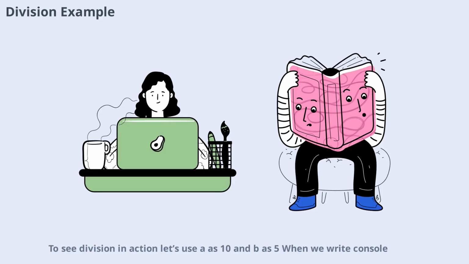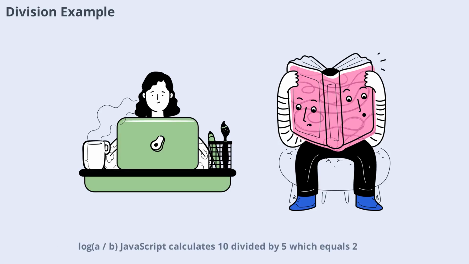See division in action. Let's use a as 10 and b as 5. When we write console.log(a / b), JavaScript calculates 10 divided by 5, which equals 2. Division is useful for sharing resources, finding averages, or breaking down numbers into smaller parts. It's a key operation for many real-world programming scenarios.